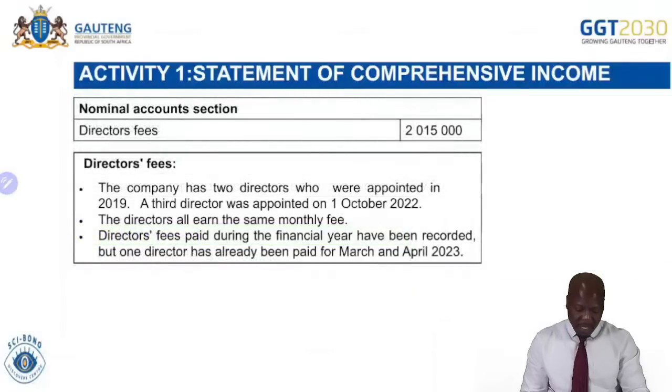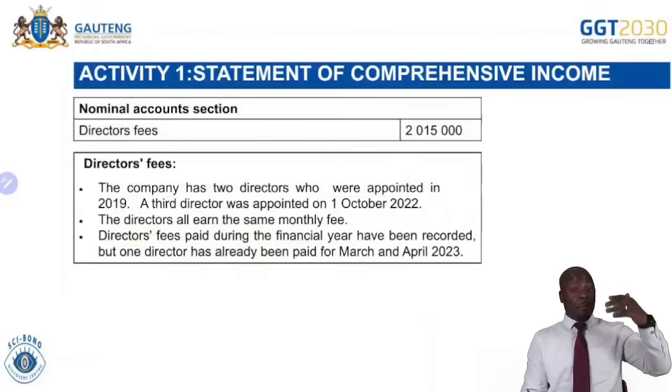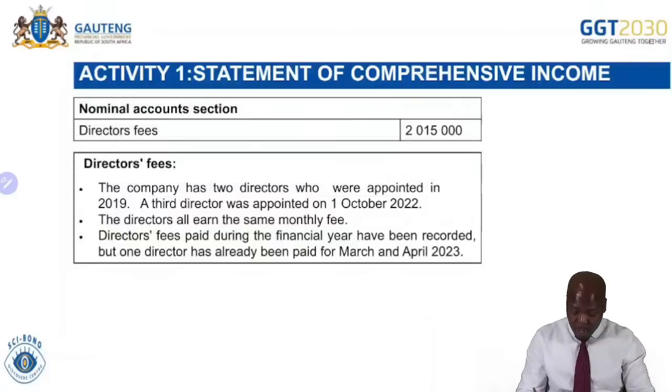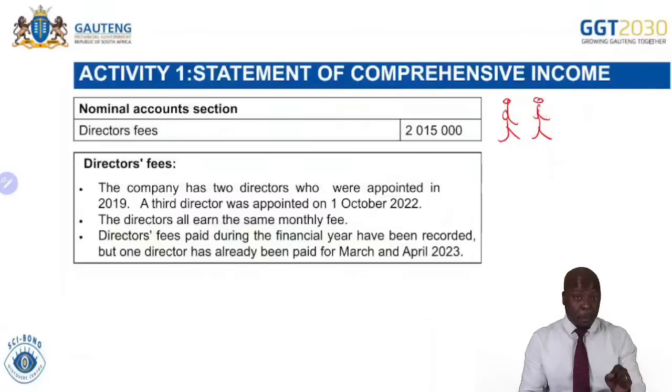The next adjustment reads, director's fees. I love this kind of adjustments. It says, the company has 2 directors who were appointed in 2019. They're trying to tell us that these guys were there from the past. Okay, let's see who are these 2 directors. So here is director number 1, here is director number 2. 2 directors were there from the past, from the beginning. All right. A 3rd director was appointed on the 1st of October. Here's the 3rd director. So we have director number 3 on the 1st of October. The directors all earn the same monthly fee.